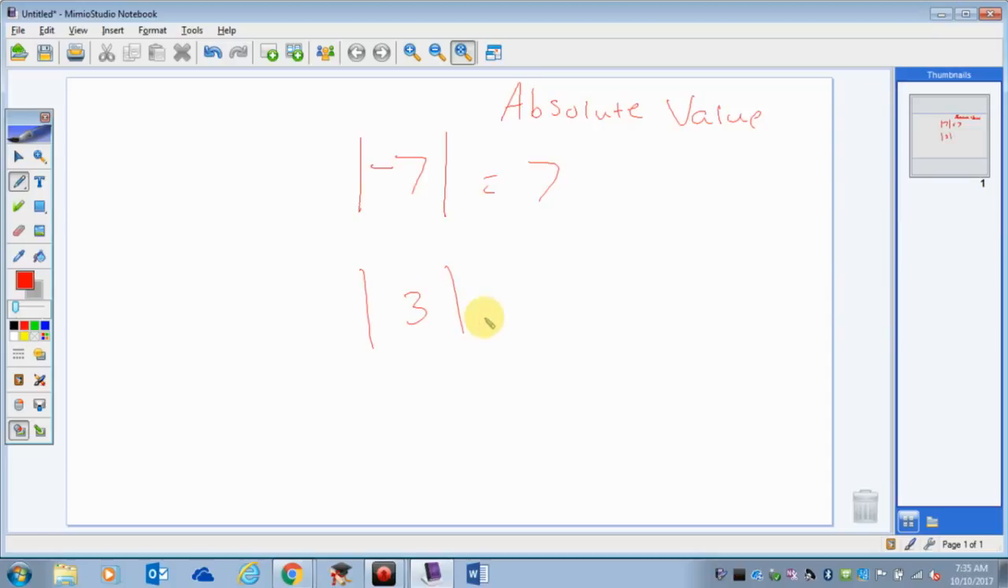Absolute value of 3. 3 is 3 places away from 0 on the number line. So absolute value of 3 is going to be 3.